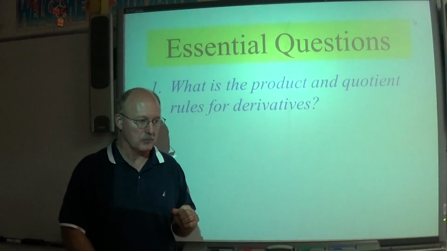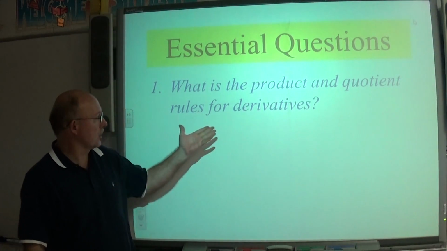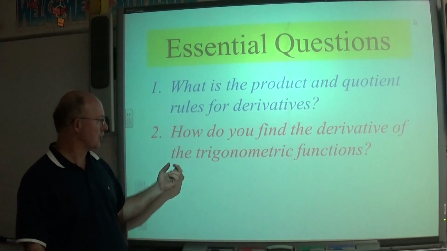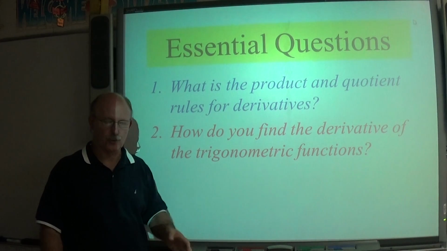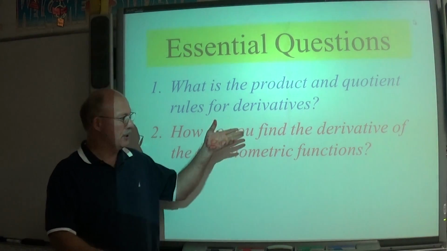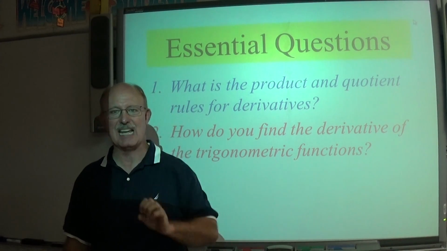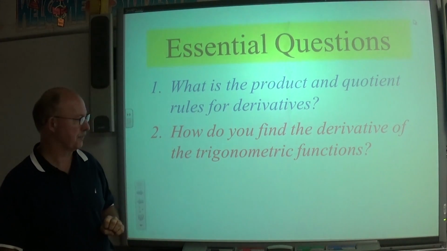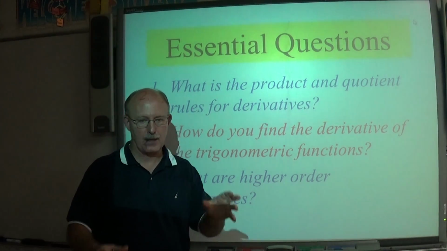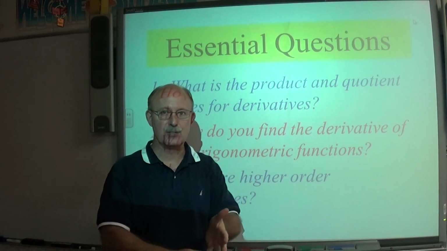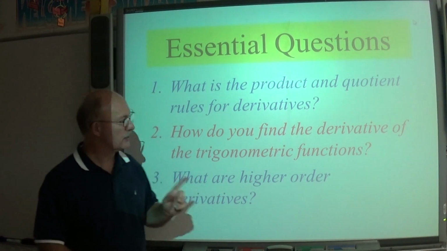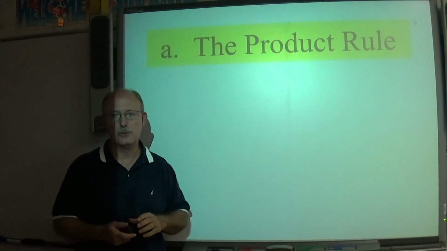A couple of essential questions we're going to look at in this video. First, what are the product and quotient rules for derivatives? Also, how do you find the derivative of trigonometric functions? We already know the derivative of sine and cosine, so in this video we're going to look at the derivatives of the other four trig functions. Also, what are higher order derivatives: first derivatives, second derivatives, third derivatives? How do you get the derivative of those functions? Let's get started and introduce the product rule.